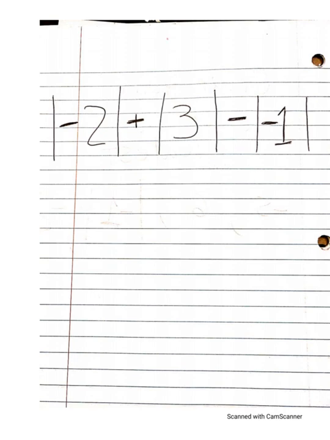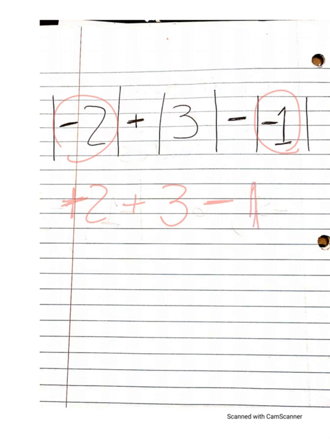The next type of problem that you'll see also involves absolute value. The first thing you'll need to do is find out what the absolute value of each of these numbers is. So the absolute value of -2 is +2, plus the absolute value of 3 is 3, minus, because this subtract sign is right here, the absolute value of -1 is +1.